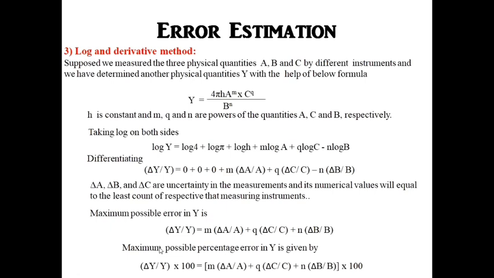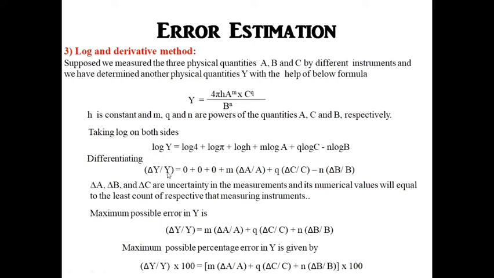And a very popular method is the log and derivative method. In the log and derivative method, suppose you have measured the three quantities A, B, C by different instruments, and we have determined another physical quantity Y with the help of this formula. H is a constant, and M, Q, and R are the powers of the quantities A, B, C respectively. Take the log on both sides and differentiate.